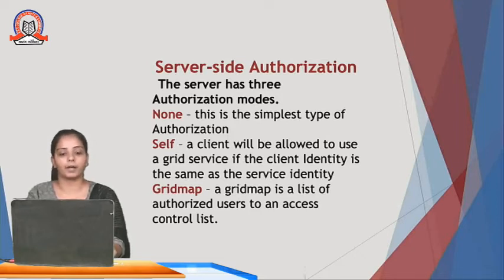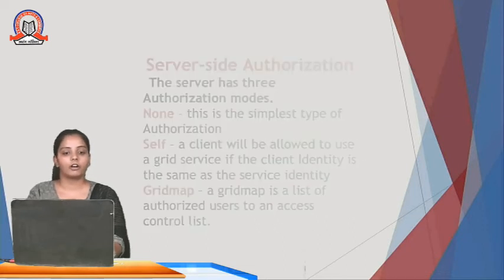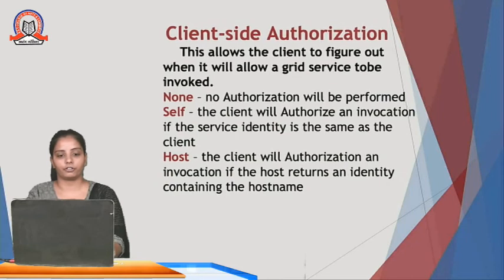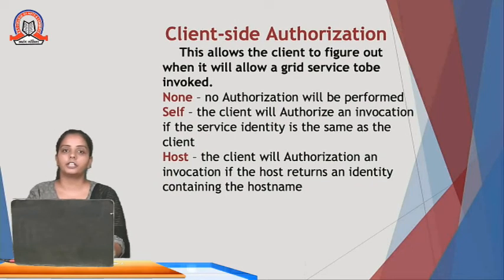Then the grid map. In that, if an Excel sheet is shared with all the students, that grid map can be used by any person from anywhere, from any account, if they are accessing that grid map Excel sheet. Next is client side authorization. In this also there are three types: none, self and host. None and self work the same in both server side and client side.